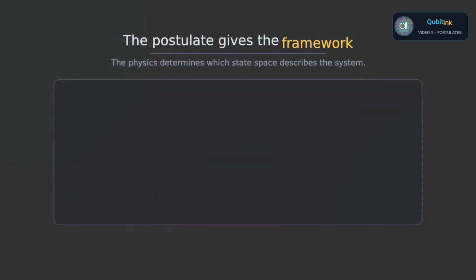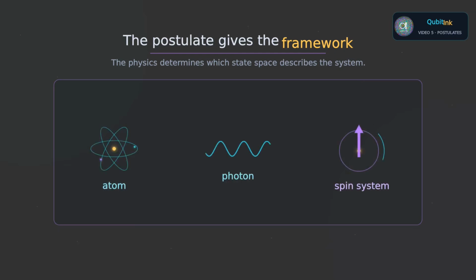Notice what the postulate is doing. It gives us a general mathematical framework, but it does not say that every physical system must use exactly the same state space. An atom, a photon, and a spin system can require different physical models. The mathematics provides the structure. The physics tells us which state space is appropriate.